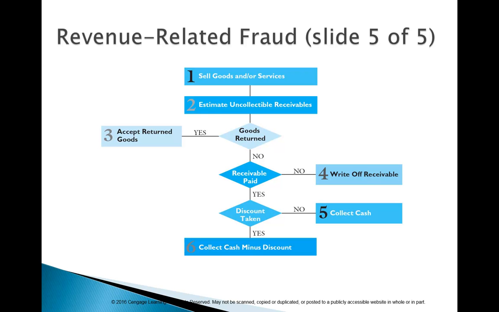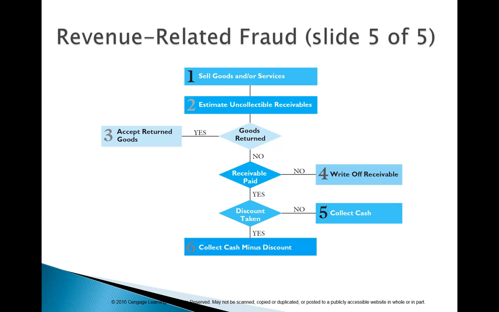So how does it work with revenue-related frauds? I mean, how does the revenue collection process normally work? Well, if you just walk through a flow chart here, in item 1, you sell the good. And then item 2, you have to estimate what your uncollectible receivables are going to be. And if the good's returned, then you put it in returns. If it's not returned, then eventually the customer is going to pay.